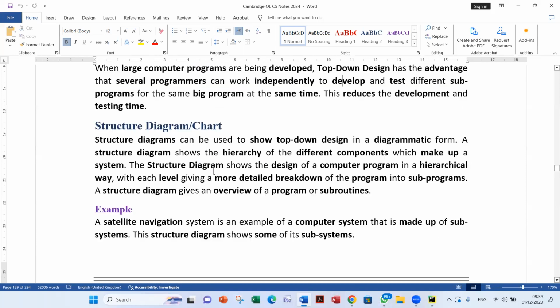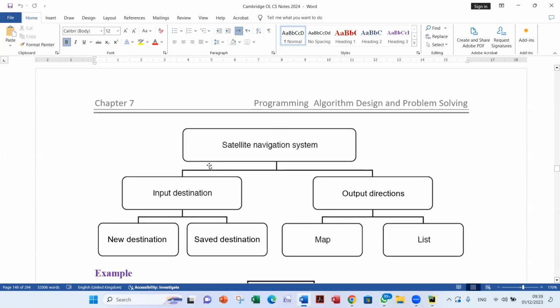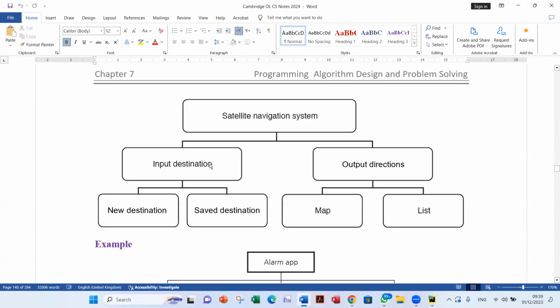When you do top-down design, you will create a structure diagram or a structure chart. Okay, this is an example of a structure diagram or a structure chart. It shows how the program is split into parts. It shows the relationship between parts. It's a documentation for your top-down design process.